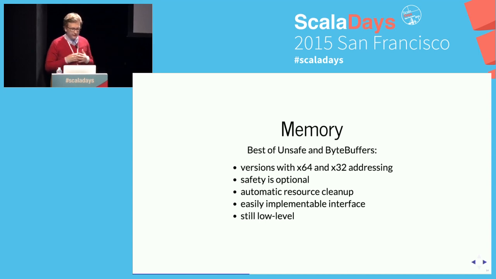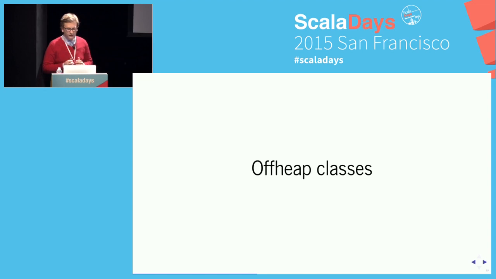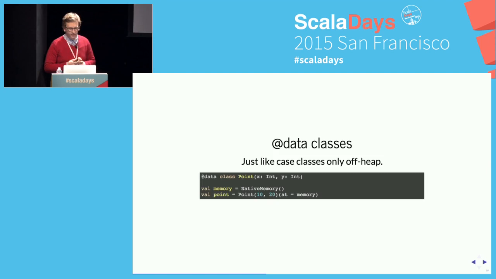Okay, so now let's build something nice that we might actually want to use. And there's something nice called off-heap classes. Off-heap classes come in two flavors, and they try to cover common use cases of data layout. So they are tools to lay out data and work with it in a simple way. So the first kind of off-heap classes is data class.